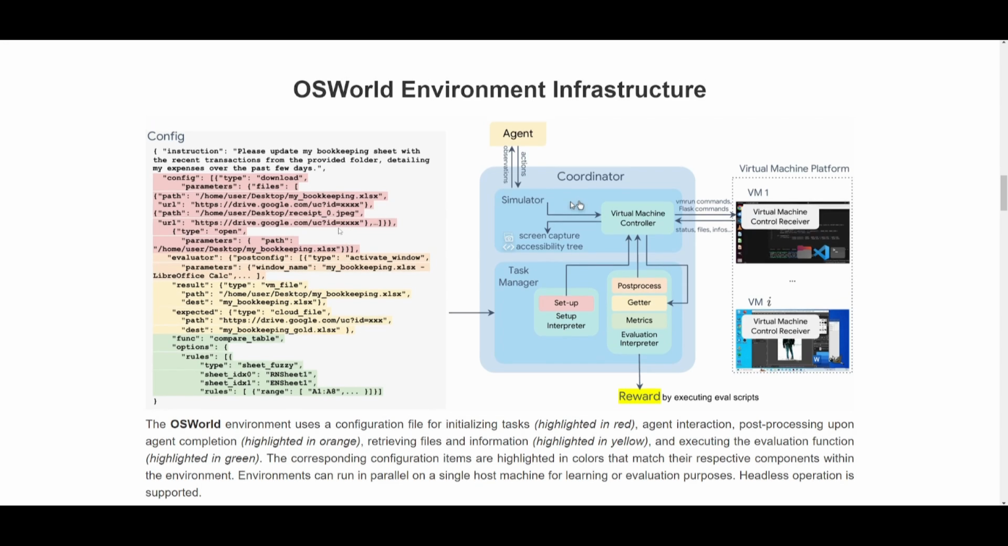These components are color-coded, and they're matched to the respective functions within the environment of OSWorld. So you can see that it's going to allow the environments to run simultaneously on a single host. And this is basically where the agents are deployed, and they're coordinating with the virtual machine platform. It will then provide evaluation purposes, and it will support headless operation, providing improvements towards the AI agents that are deployed.